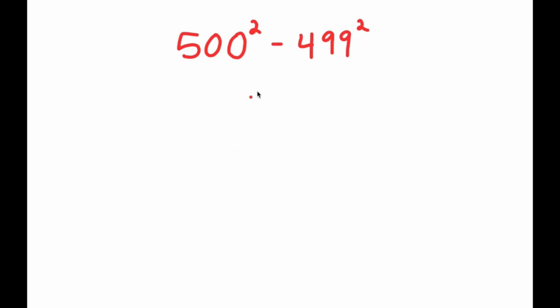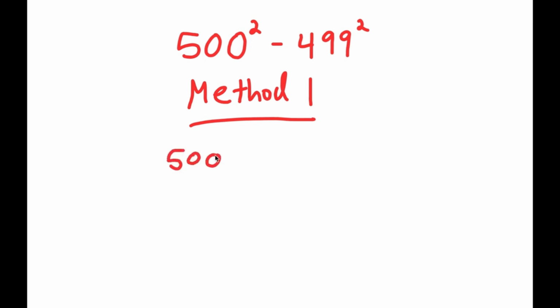Alright, so in this problem, I have 500 squared minus 499 squared. So, I actually have two methods to solve this problem. For method 1, first start by rewriting this, 500 squared minus 499 squared.